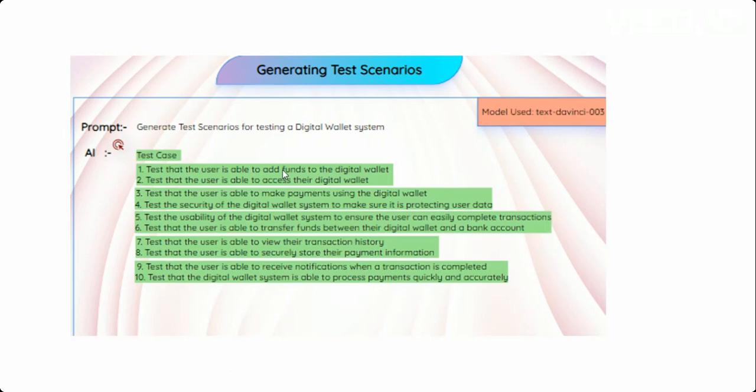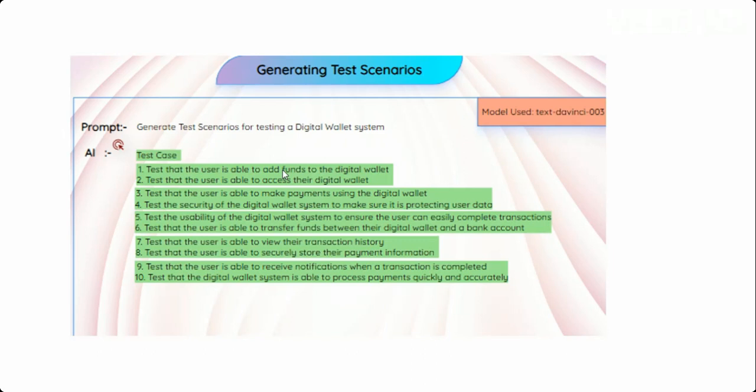Generating the test scenarios for testing the digital wallet system. As test cases, what we can do: the user is able to add funds to the digital wallet, able to access the digital wallet, and do payments, and then ensure the data is protected or not, and then user availability, and check the transactions, and transfer funds from the digital wallet to the bank account, likewise from the bank account to the digital wallet. All these test scenarios it will generate for you.